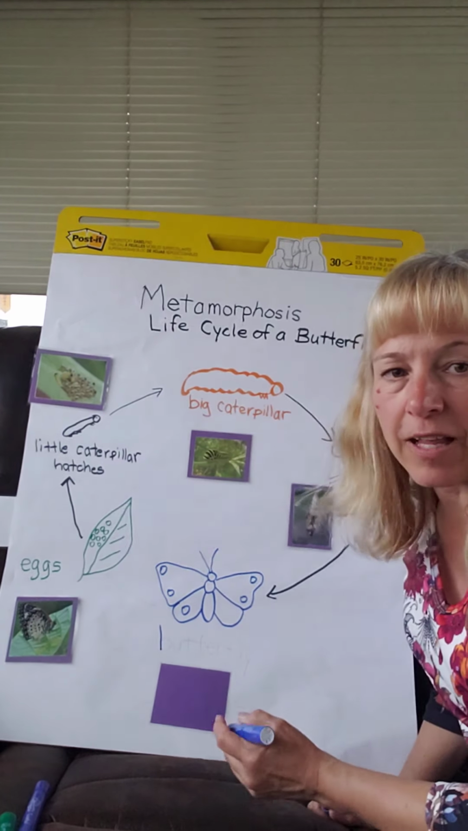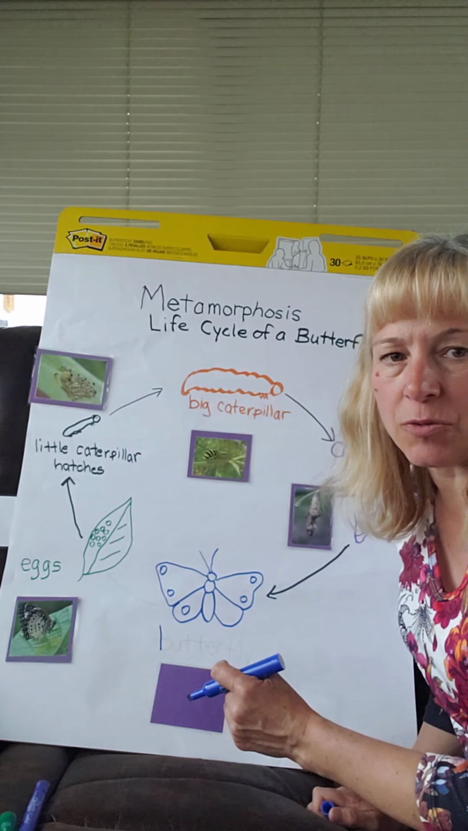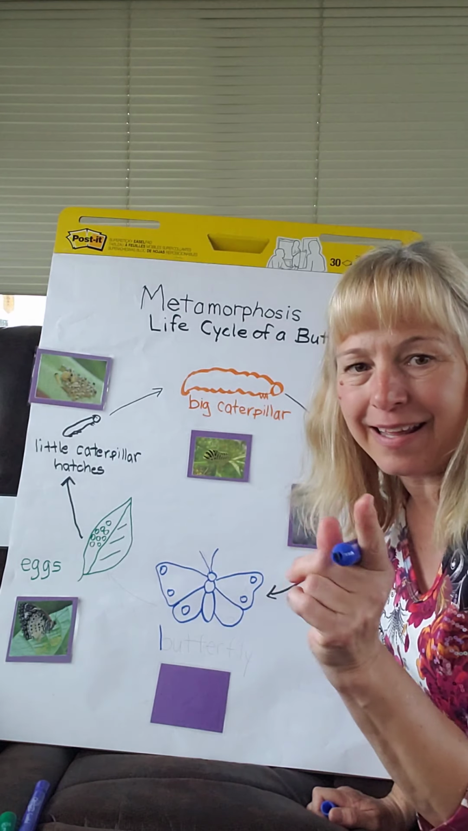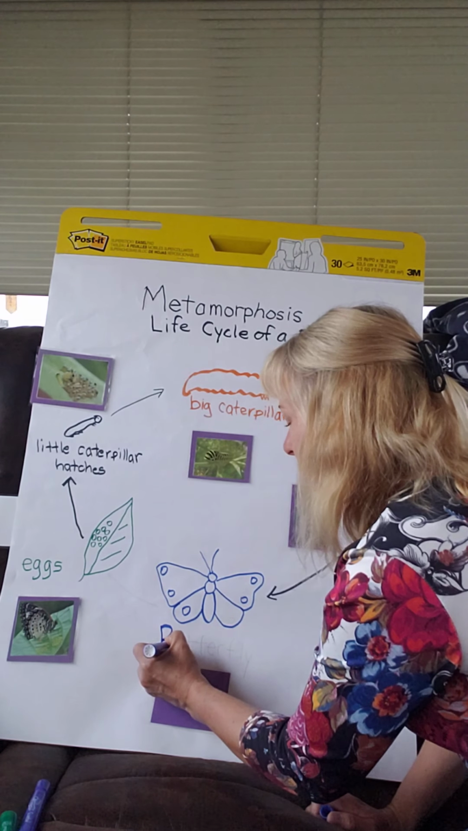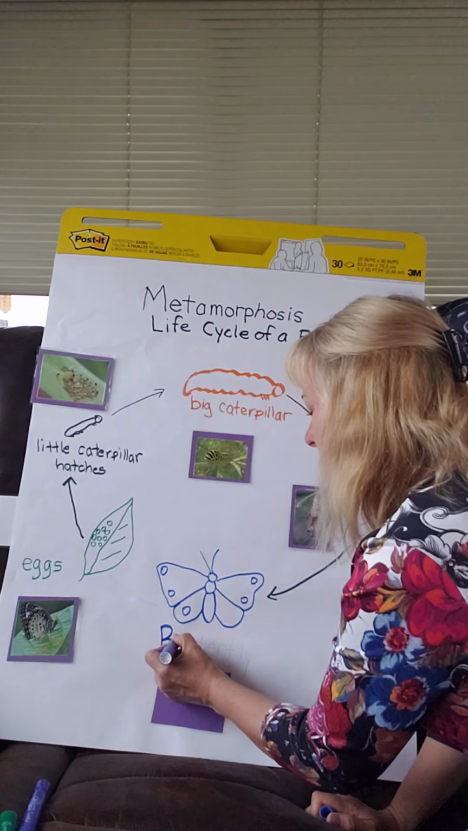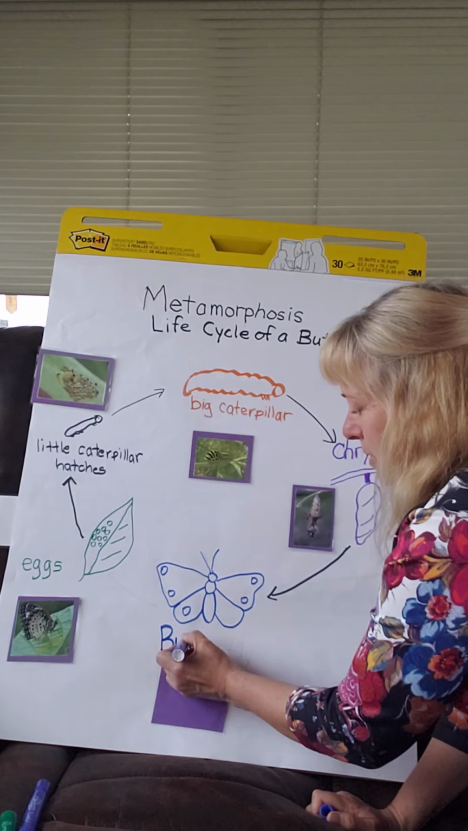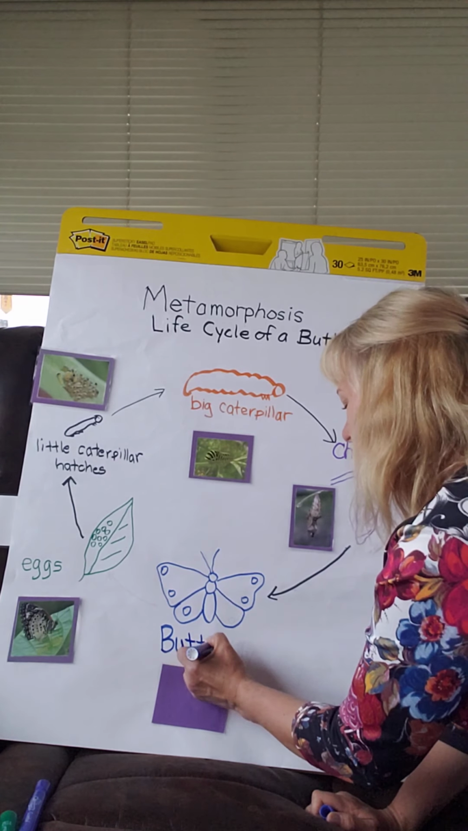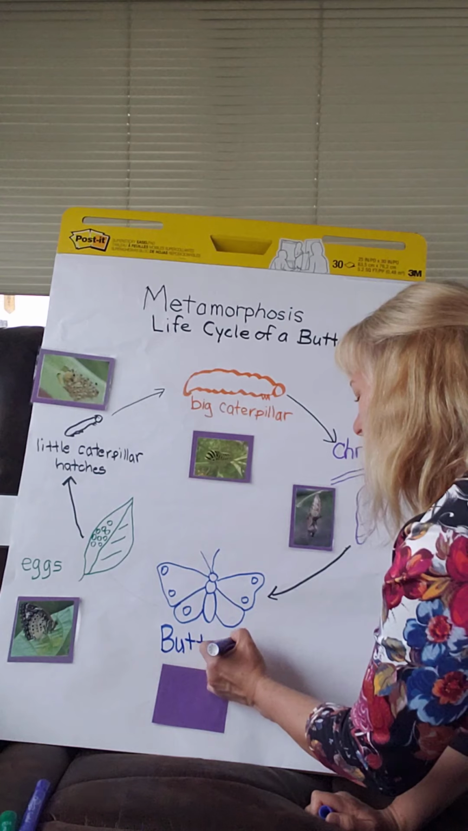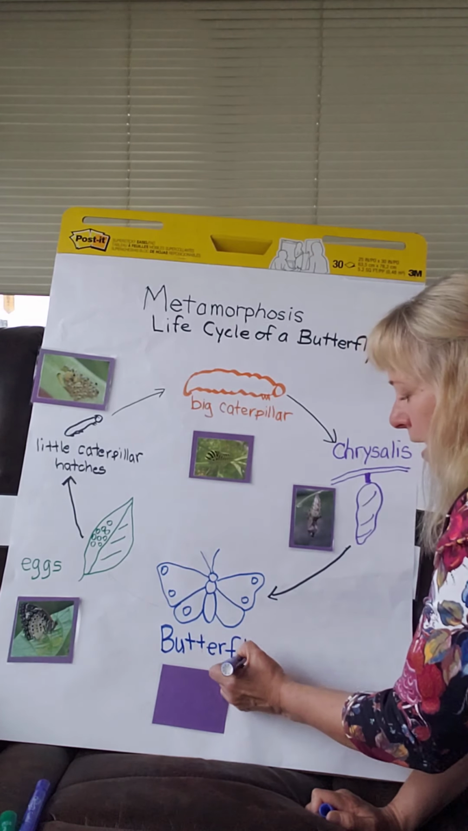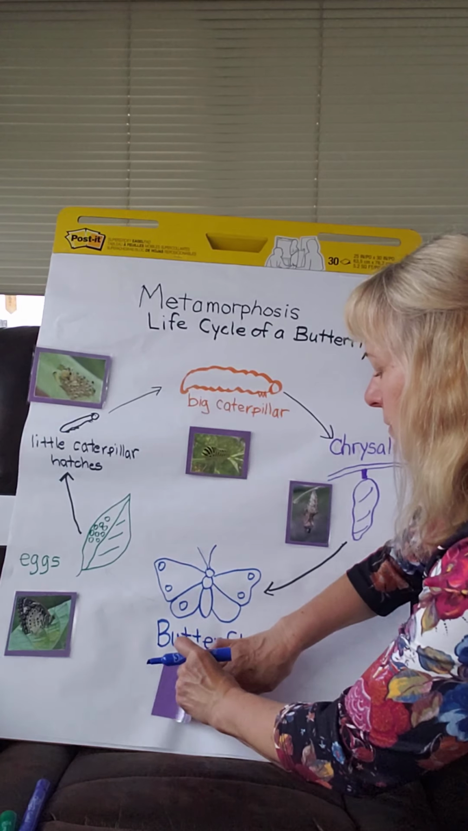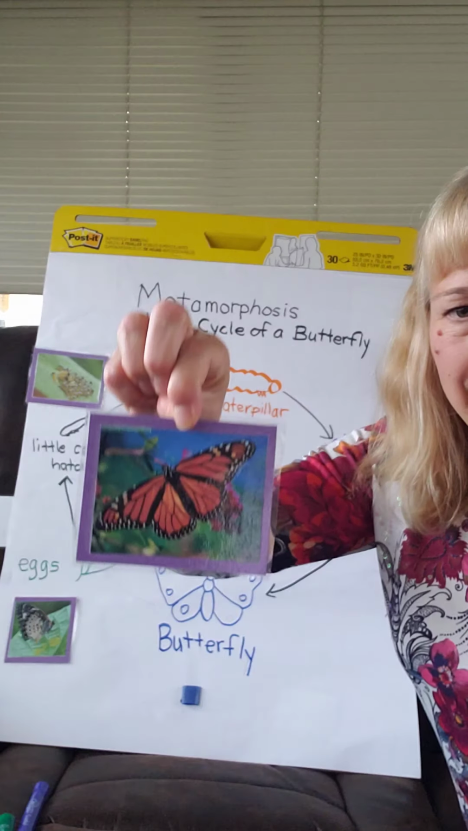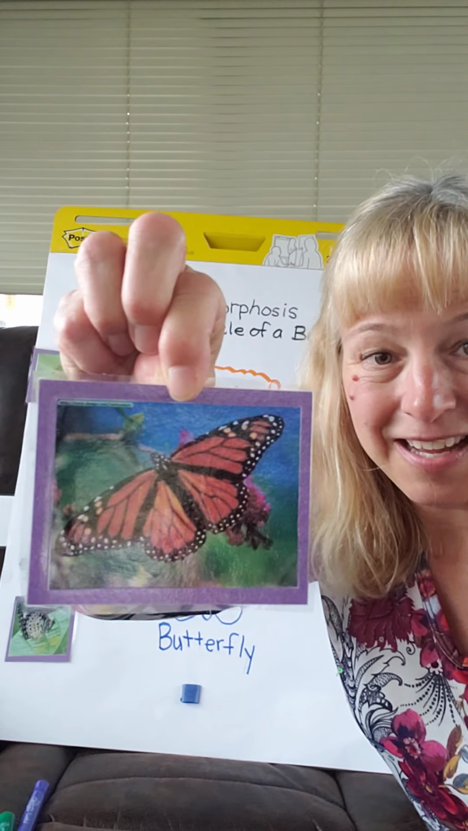And now we have a butterfly. What do you think butterfly starts with? B, b. You're right, letter B. So I'm going to make a nice uppercase B here. B, U, T, T, E, R, F, L, and Y. And there it is, a butterfly.